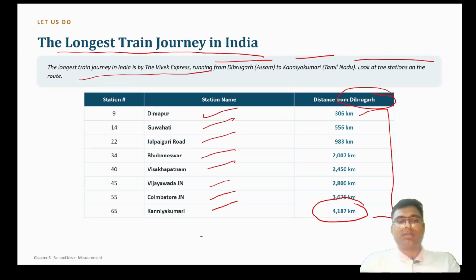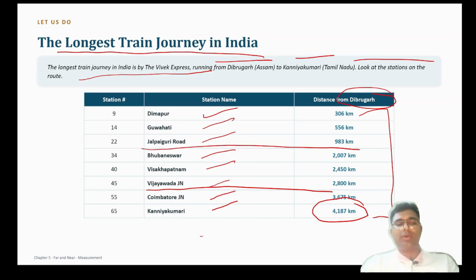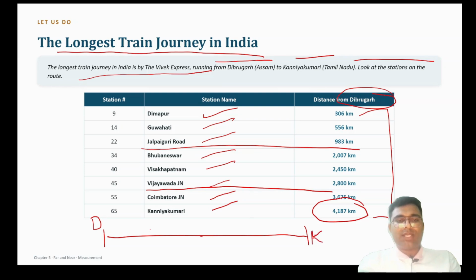Distance between Vijayawada and Jalpaiguri. Where is Vijayawada? This is Vijayawada. And where is Jalpaiguri? This is Jalpaiguri. The train is starting from Dibrugarh, this is Dibrugarh and this is Kanyakumari. And on this way, somewhere there are Jalpaiguri and Vijayawada. So we have to find this distance.